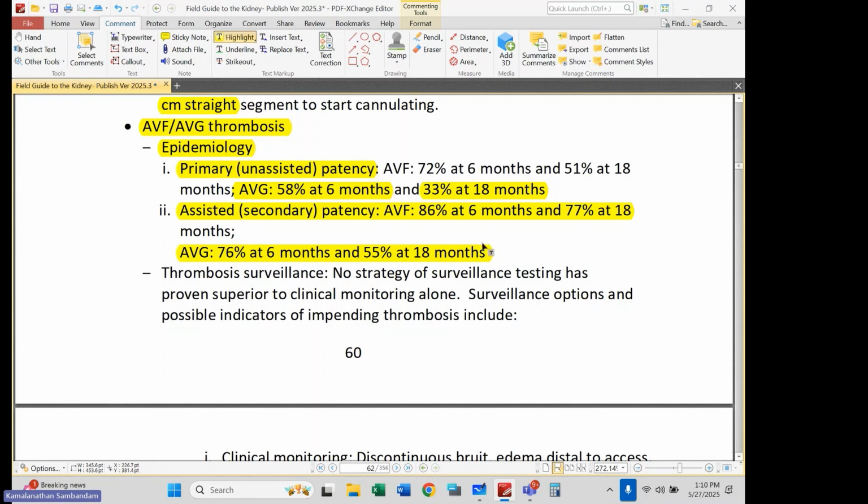So this is pretty concerning, right? It's not good. These are not good secondary patency rates at 18 months.